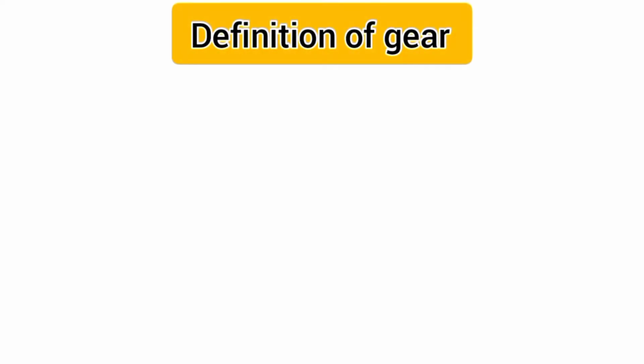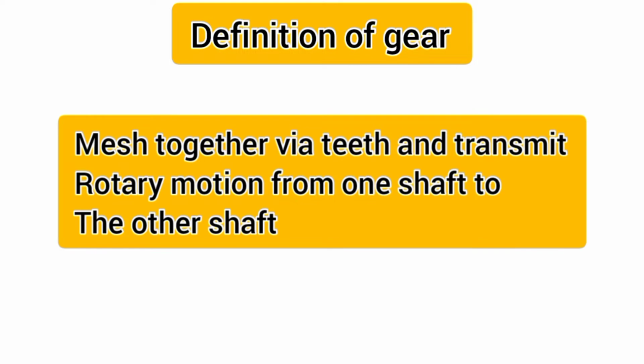So now we can define the gears as: gears are mechanisms that mesh together via teeth and are used to transmit rotary motion from one shaft to another shaft.